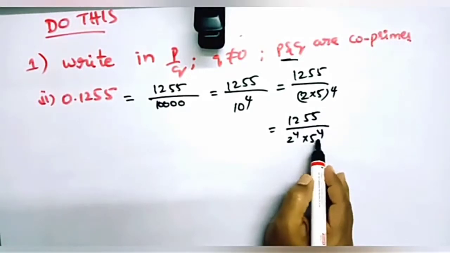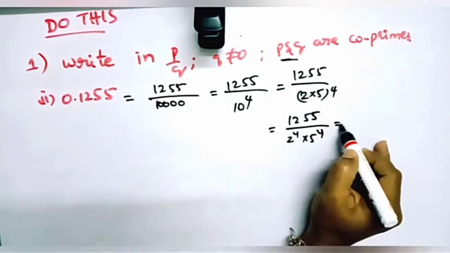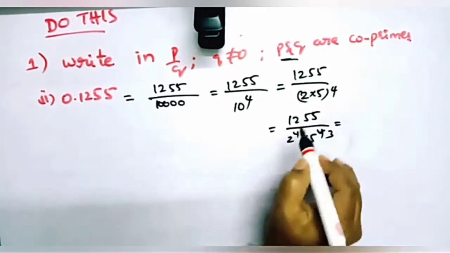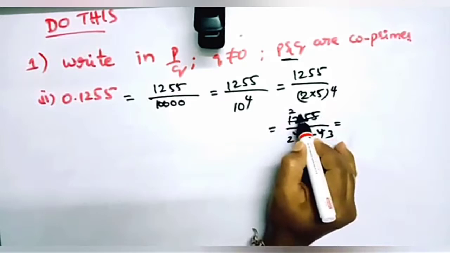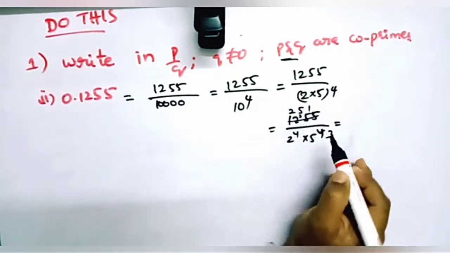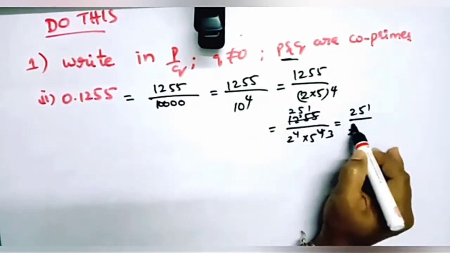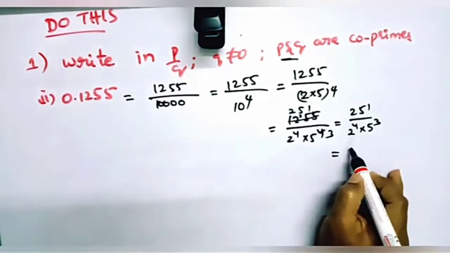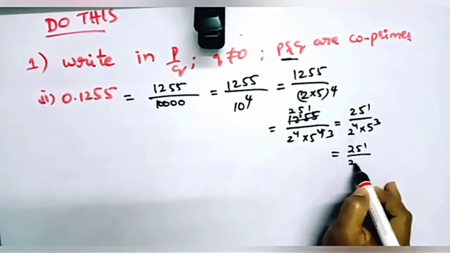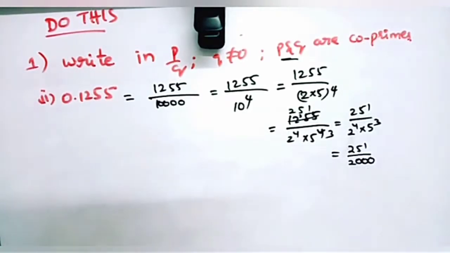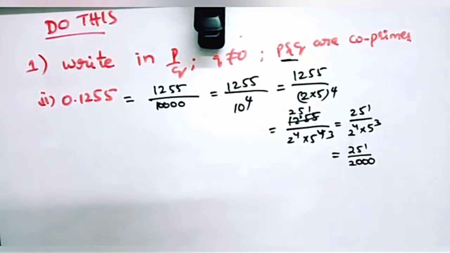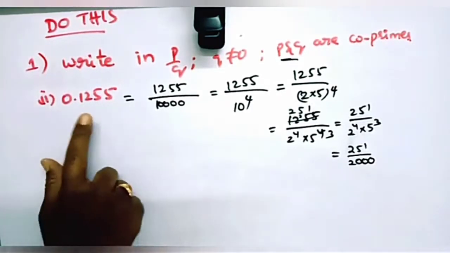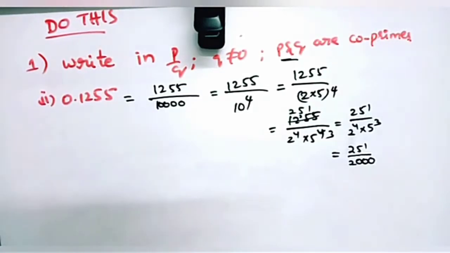Now 5 to the power of 1 means you should cancel with the 5, that is you can cancel 5 times 1 is 5, and 5 times 5 is 25, and 5 times 1 is 5, that is 251 by 2 power 4 into 5 power cube. You will get the answer. The final answer is 251 by 2000. If I simplify 2 power 4 into 5 power cube, you will get 2000. So this is the simplest form of the p by q.